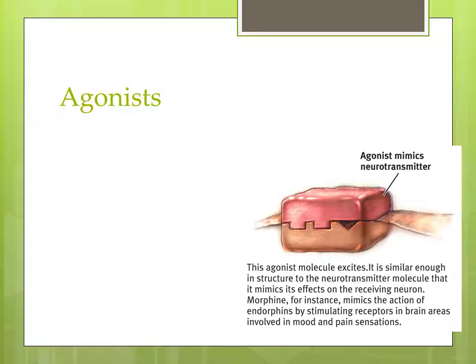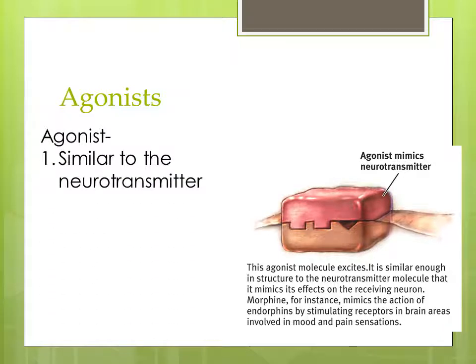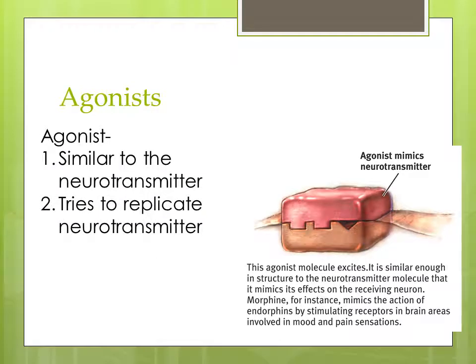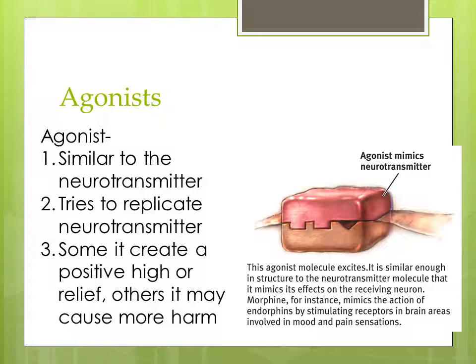So let's talk about prescription drugs. There are two types of prescription drugs you could have. You could have an agonist or an antagonist. An agonist here is very similar to the neurotransmitter. Almost a perfect lock and key here. It tries to replicate the neurotransmitter. Some of it creates a positive high and relief. Others, if there's too much of it, could produce harm. This agonist molecule excites. It's similar enough in structure to the neurotransmitter molecule that it mimics its effect on the receiving neuron.